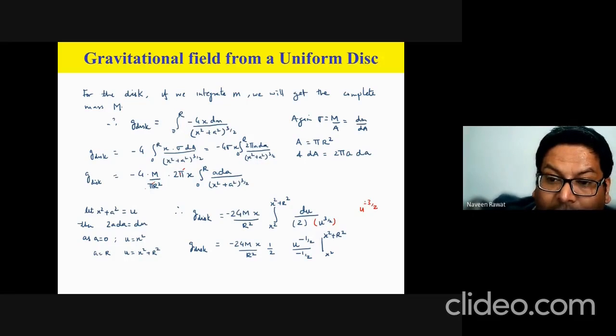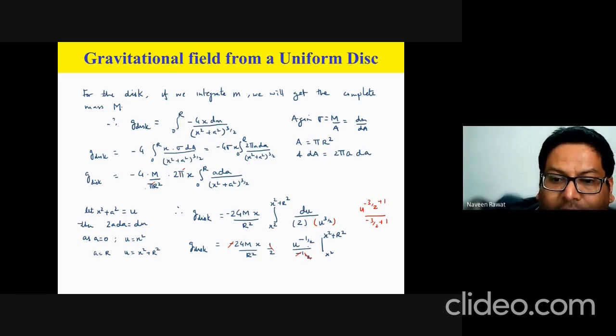And then when we integrate this, I have to add plus 1 here, and then I have to do minus 3 halves plus 1, right? So that is my integration of u to the power 3 half. So this is the expression I will get, u to the power minus half divided by minus half. And again half and half will cancel, minus and minus sign will cancel. So you are left with 2GMx by r square, and then you have to substitute the limits here.